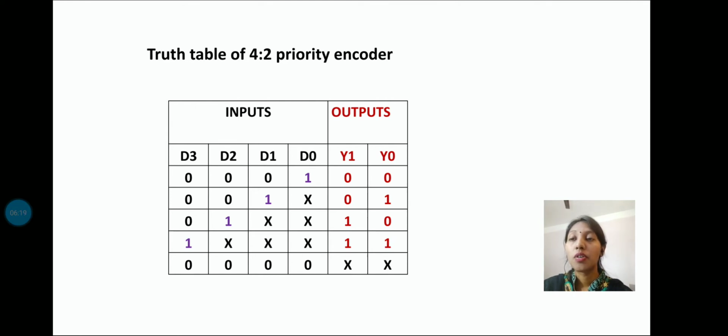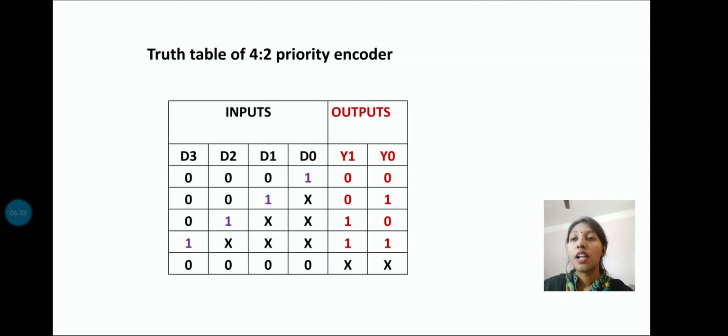output as 10. In the last condition, when D3 is high, all the other inputs are marked as don't cares in the table, regardless of the state of the lower priority inputs. In the priority encoder, the output is always obtained for the highest priority input that is active at that time. So out of the 4 inputs, even if all 4 inputs are active, D3 has the highest priority, and the 2-bit binary code obtained is 11.